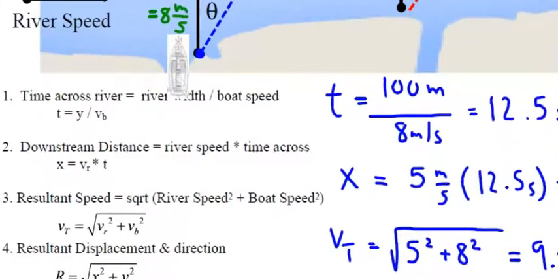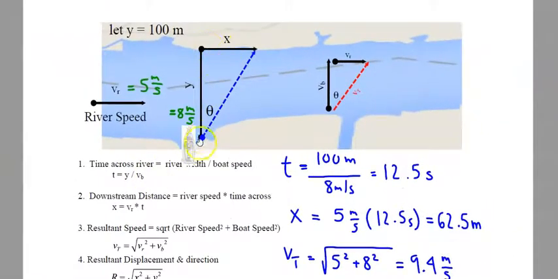Step 1. Let's find the time across the river. Well, we know that the time across the river is equal to the river width divided by the boat speed. The river width is in the y-axis, and the boat speed is also in the y-axis. So we just want the time. Time is never a vector. It's 100 meters divided by 8 meters per second, which gives us 12.5 seconds.